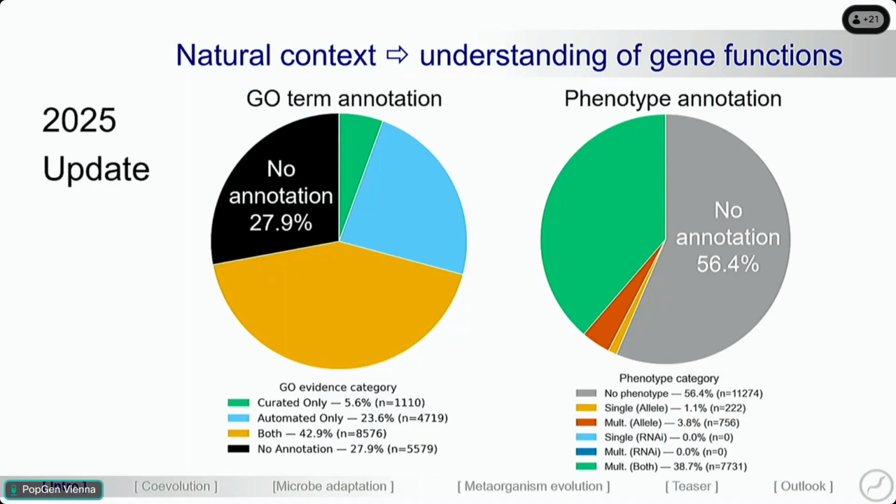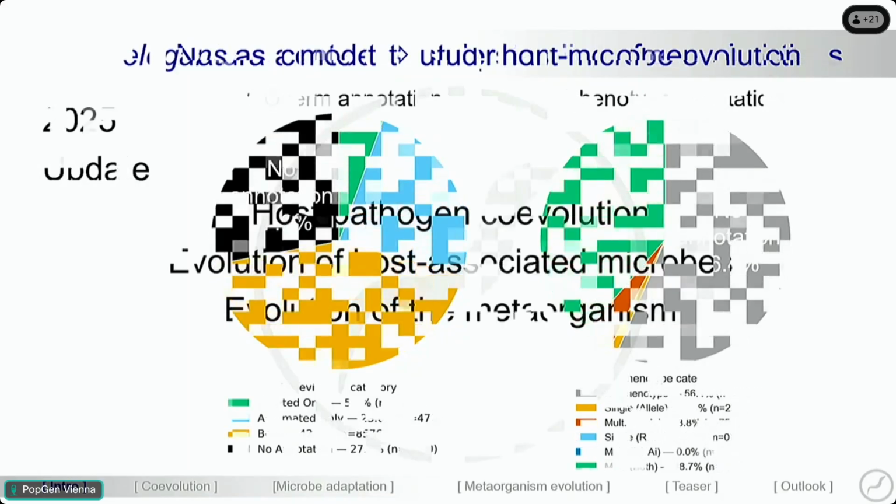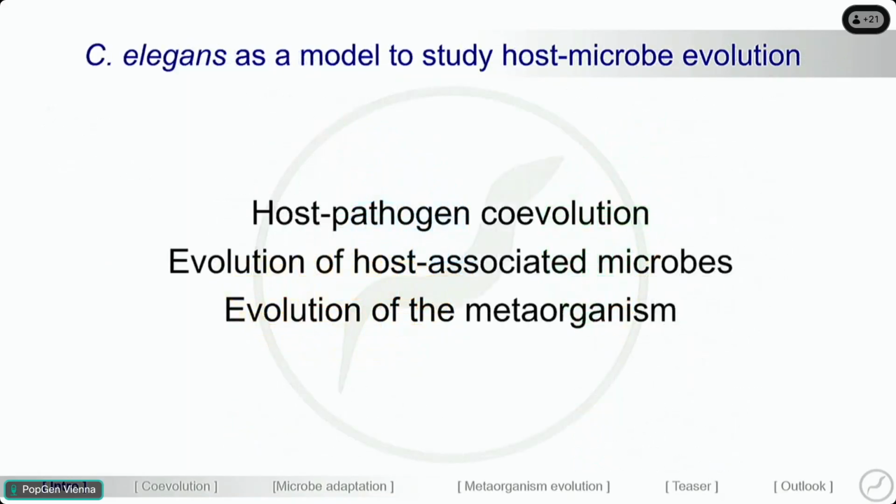This is really strange. So C. elegans is one of the best studied organisms on Earth, and still we lack information about the majority of the genes. And in my understanding, this is due to the fact that we are ignoring the natural context of this nematode. So again, this is something we are trying to change with a variety of different approaches. One is, of course, based on experimental evolution, but also field studies. I'll be touching these three topics today.